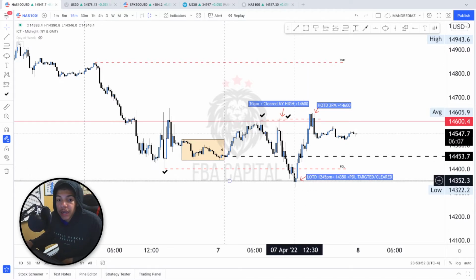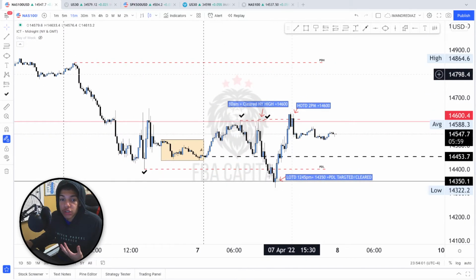If you would have been able to catch this trade down here from 12:30 and around 1 o'clock, this would have been a good trade. But in my opinion, it's not a high probability trade, and that's why I didn't take any trades today personally.